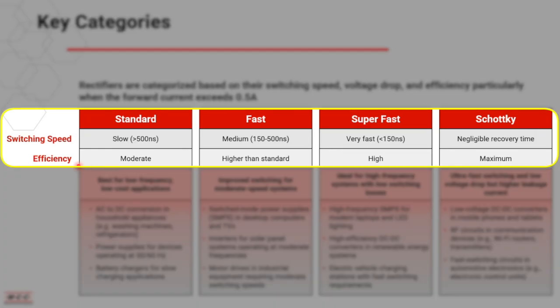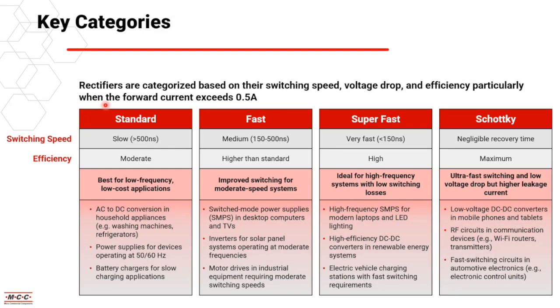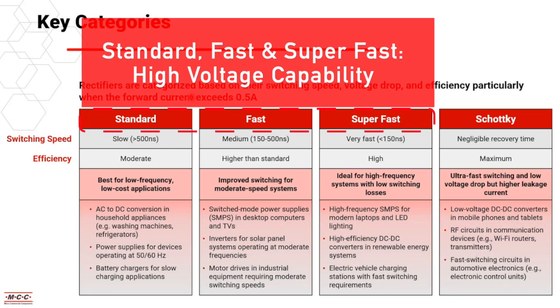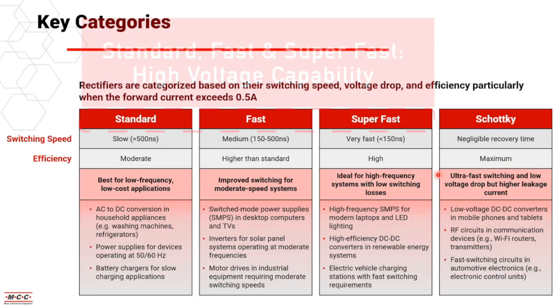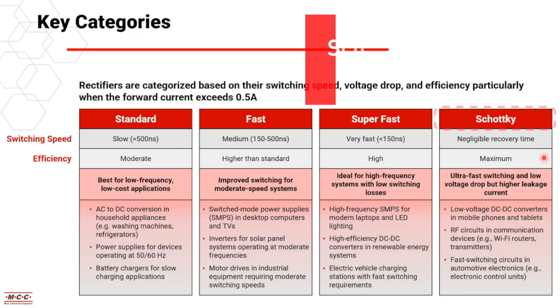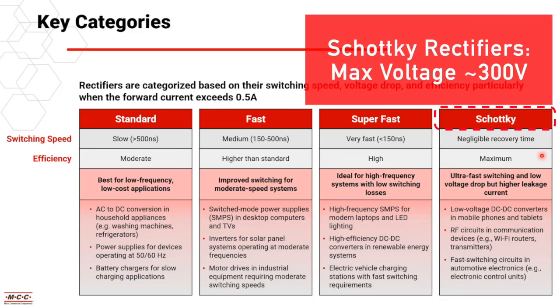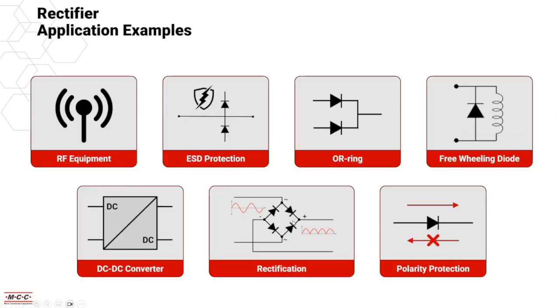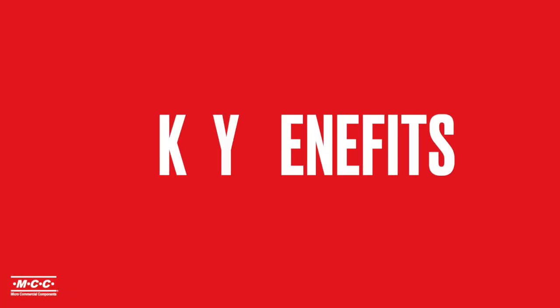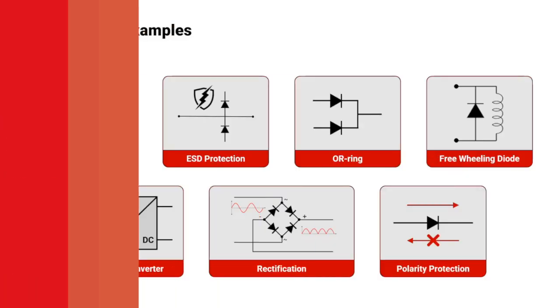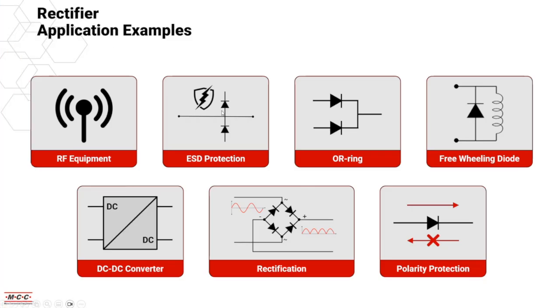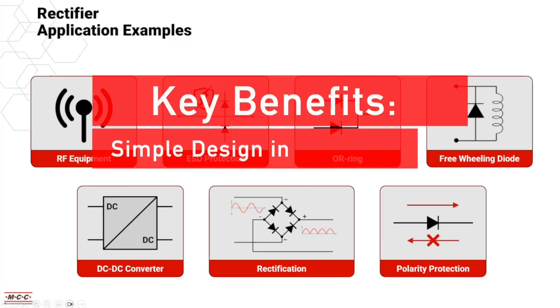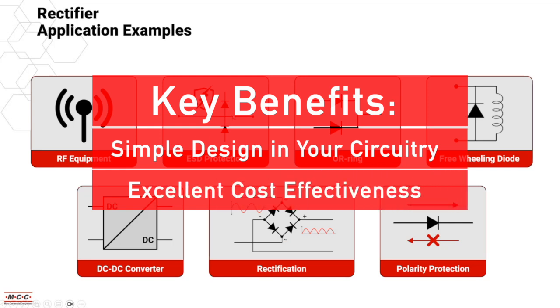If you look at the voltage range offered, standard recovery, fast recovery, and super fast recovery offer very high voltages. But for Schottky barrier rectifiers, the highest voltage it can reach is about 300 volts. The advantages or benefits of rectifiers are that they give you a simple design in your circuitry, and another is, of course, cost effectiveness.